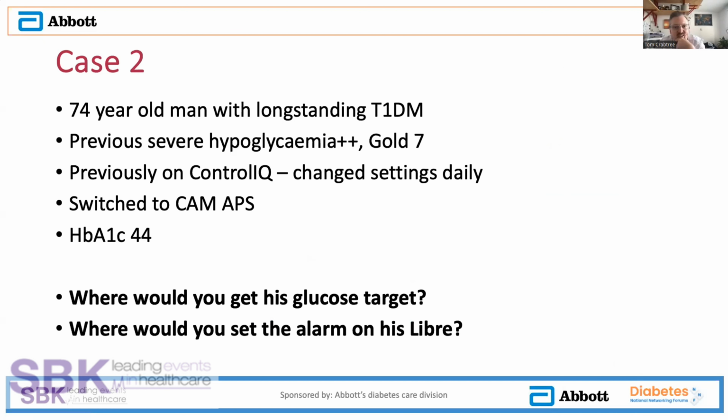The next case is a 74-year-old man, very similar to the lady we spoke about who took a pump off after a chippy tea, who was of that generation of urine testing, first diagnosed, previous severe hypoglycemia, lots and lots of incidents of this. His wife is essentially his CGM, or was before the advent of CGM, with a Gold score of 7, so completely impaired hypo-awareness.